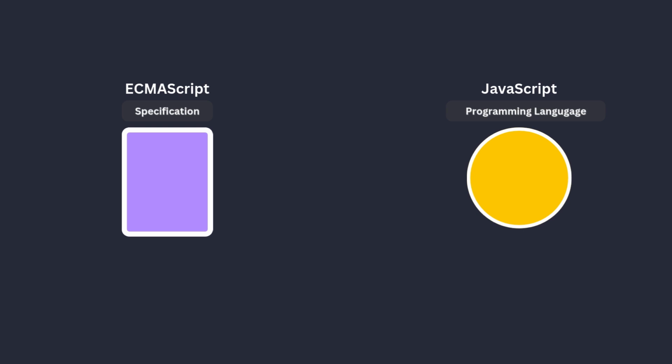There's an organization called ECMA, which defines standards. They introduced the first version of ECMAScript in 1997. And starting from 2015, they've been releasing annual updates to the specification. For instance, in 2015, they introduced ECMAScript 2015, also known as ES6. This release brought tons of new features to JavaScript.